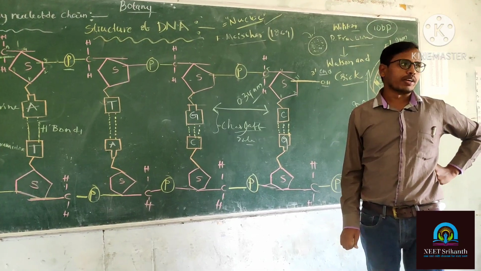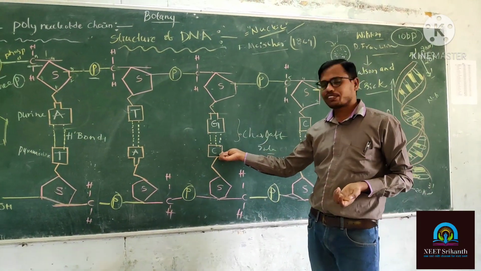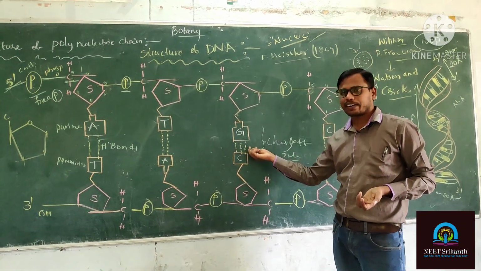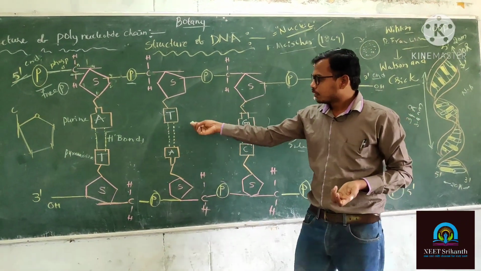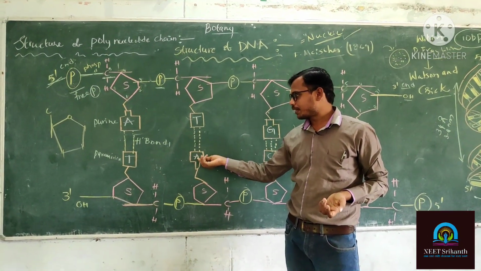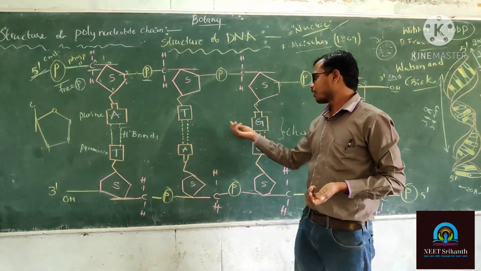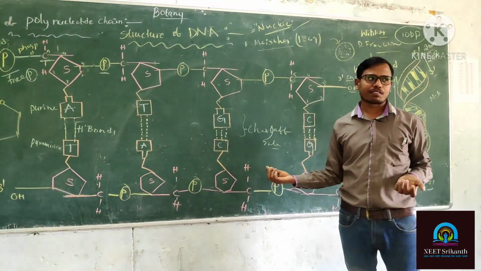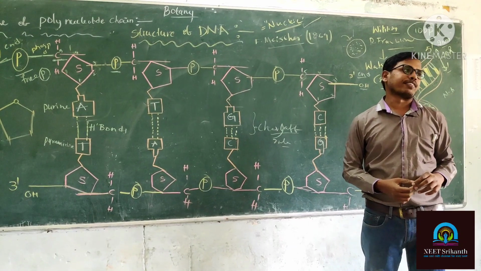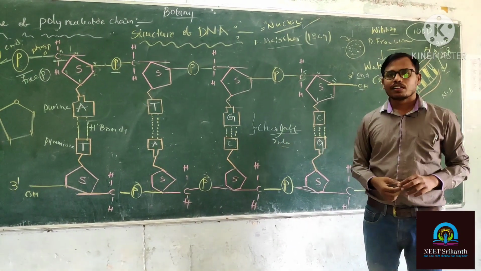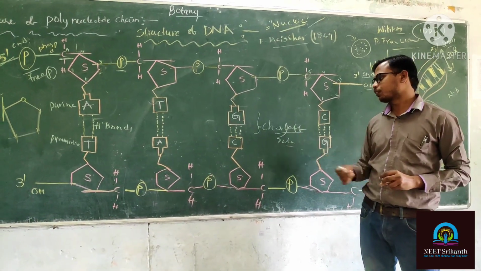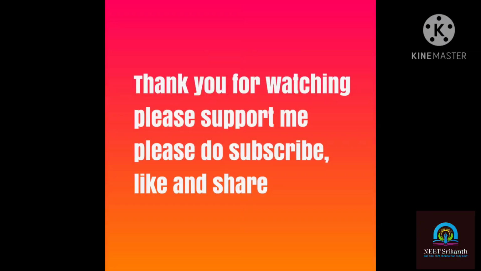Guanine always binds with cytosine, and between guanine and cytosine 3 hydrogen bonds are there. Adenine always binds with thymine, and between adenine and thymine 2 hydrogen bonds are there. That sequence is called the complementary base pair sequence, and it was first introduced by Chargaff. That's why the rule is called Chargaff's rule. The complementary base pairing of DNA was introduced by Chargaff.